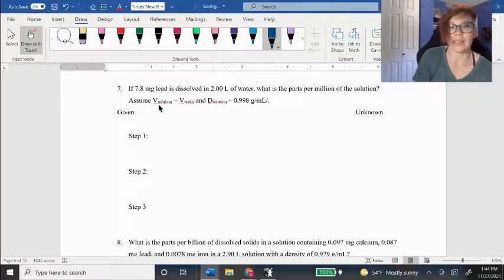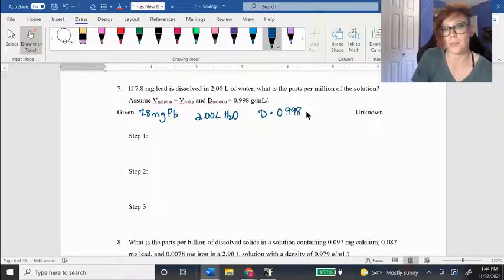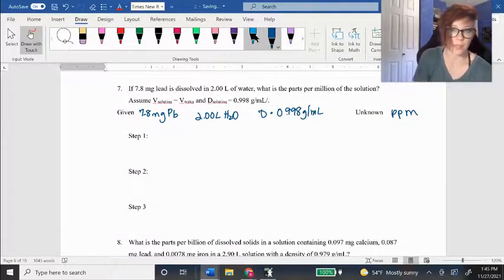So again, here I've been given 7.8 milligrams of Pb, of lead. And I've been given 2.00 liters of water. I have a density equal to 0.998 grams per milliliter, and my unknown is parts per million. Okay, so first step in this is to convert your liters to grams.